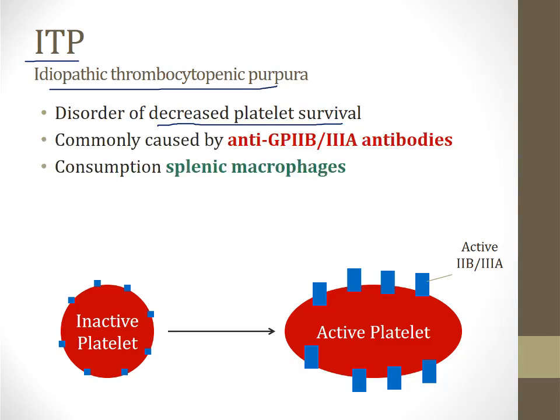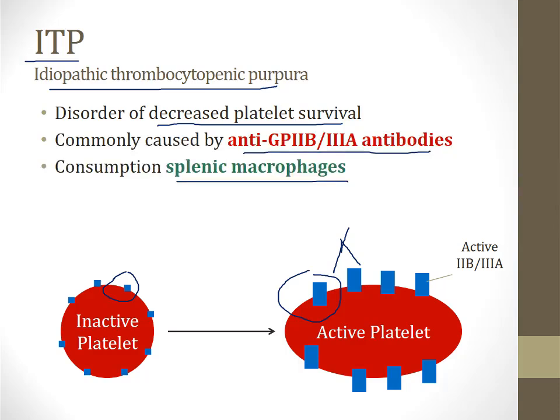There are a number of reasons why platelets don't live as long as normal in ITP, but one of the most common is because of anti-2b3a receptor antibodies. By way of review, all platelets express the 2b3a receptor in an inactive form. When the platelets become activated, the receptor changes conformation, and this allows platelets to adhere to one another and form a thrombus. When antibodies develop to these 2b3a receptors, that leads to consumption of platelets by the splenic macrophages.